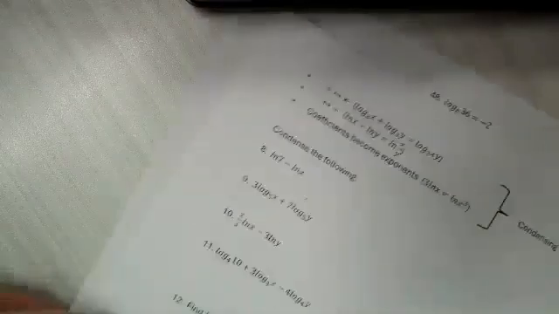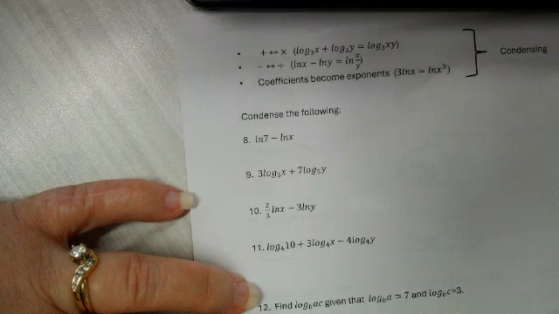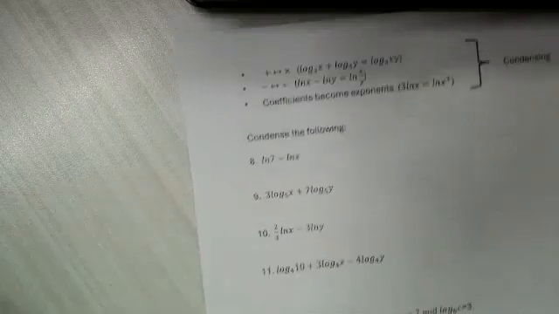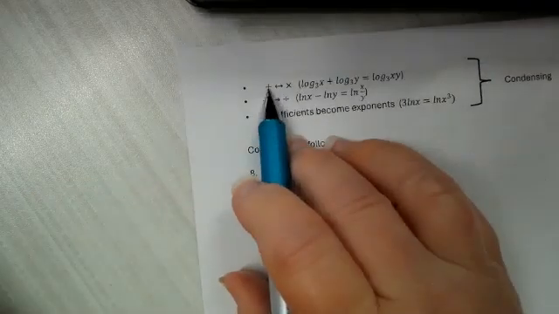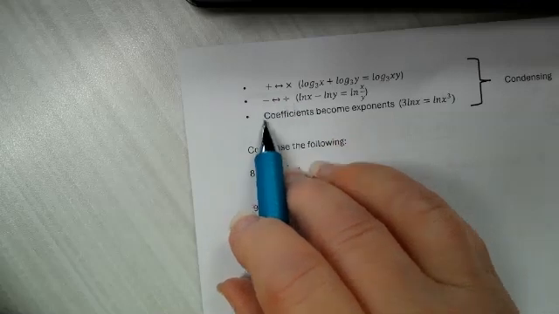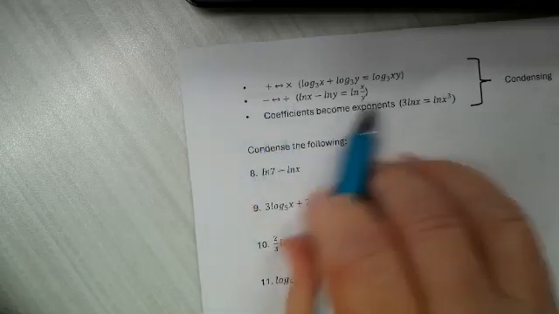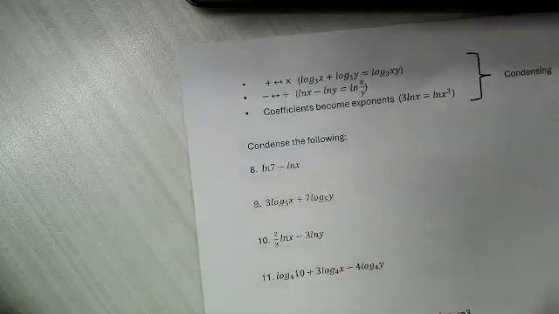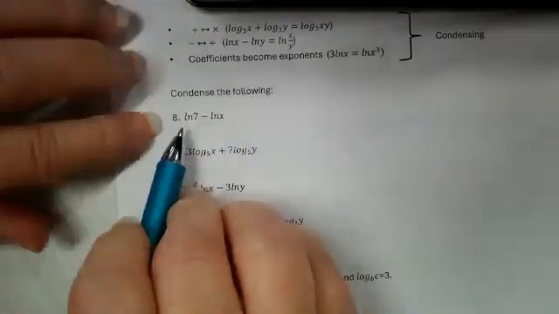Next, we're going to condense our log expressions. Now, condensing is what we just did. Addition becomes multiplication, subtraction becomes division, coefficients become the exponents. So it's the reverse of everything we just did. So take a look at this one.